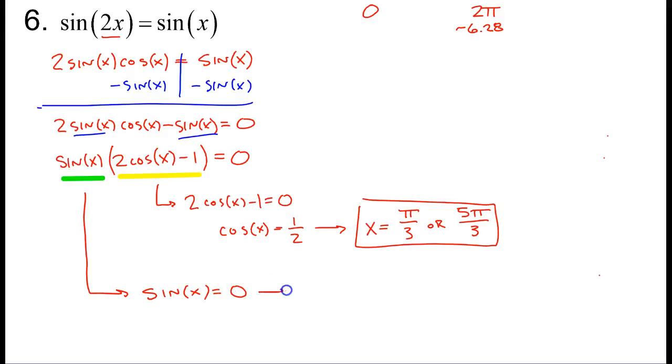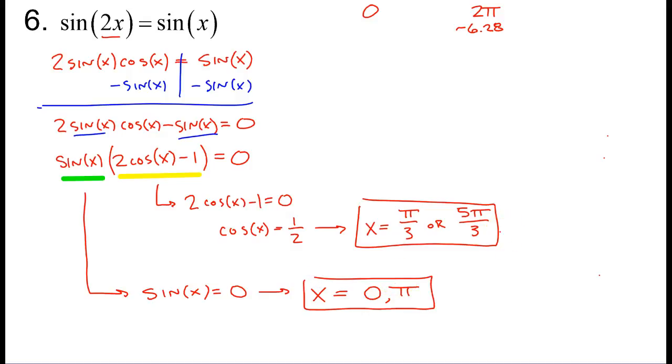Sine of x equals 0. Well, sine is the y coordinate, so that equals 0 at an angle of 0 radians and pi radians. Bingo. There's our two sets of answers.